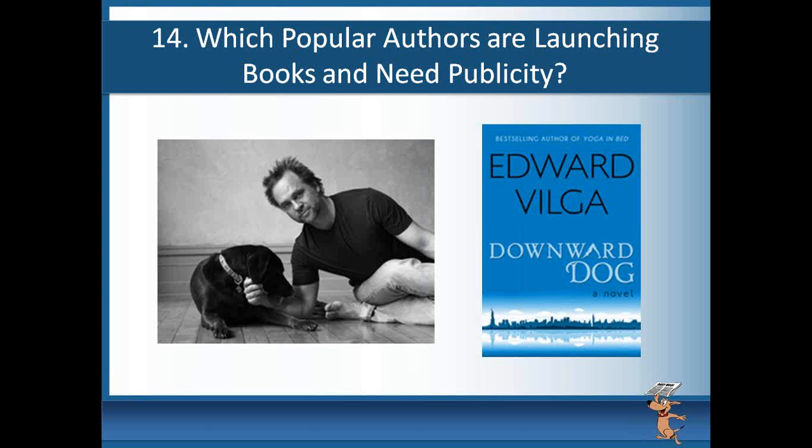Edward Vilga is one of my readers. I just met him several months ago, and he wrote a fabulous fiction novel called Downward Dog, about a bad boy yoga teacher in New York City who becomes the yoga teacher for the very wealthiest people in New York City. It's a really funny, wonderful novel. I never, ever read, and I bought the book as a favor to him, and I happened to pick it up one night, and I wrote him a great review on Amazon.